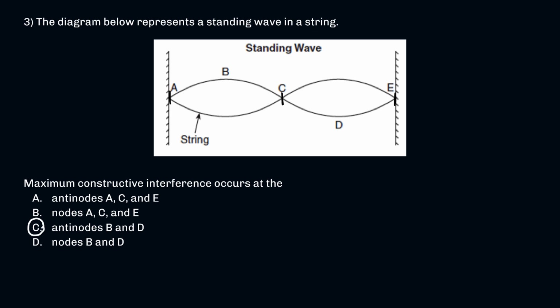Again, constructive interference, a buildup, getting taller or again bigger, more amplitude in the wave. That is what's happening there at the antinodes versus the nodes at A, C, and E. So let's move on to example number 4.